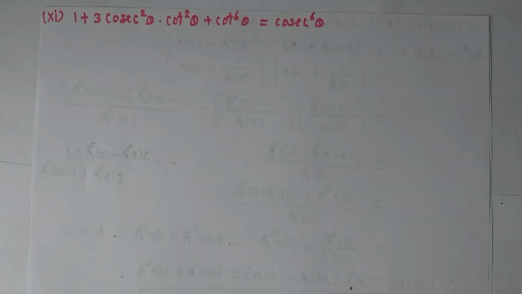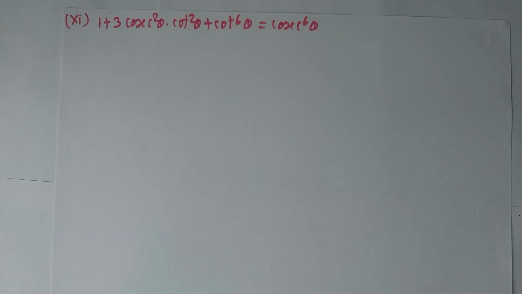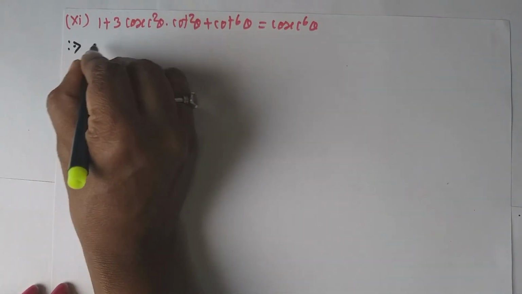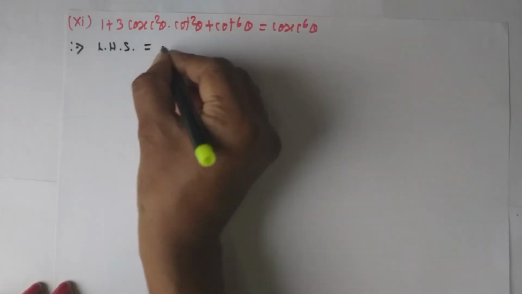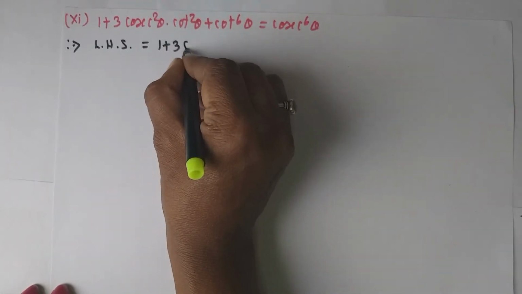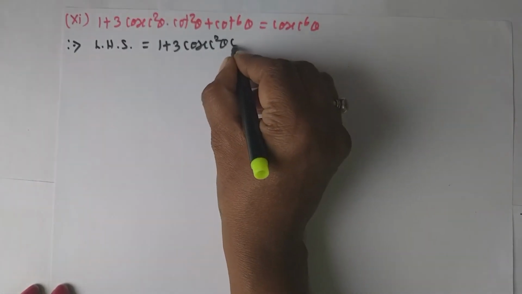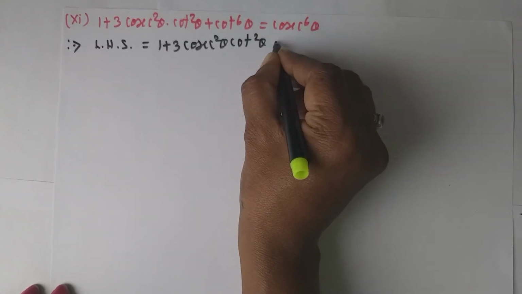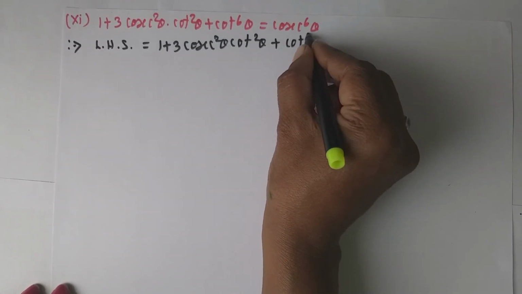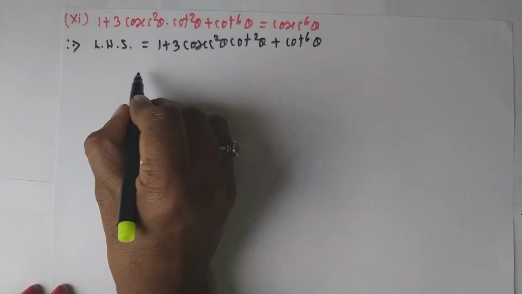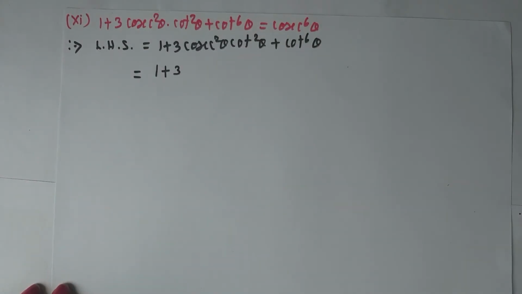What is the next problem? See, 1 plus 3 cosec square theta into cot square theta plus cot raised to 6 theta is equal to cosec raised to 6 theta. Here you write down in the solution the left hand side as it is, that is 1 plus 3 cosec square theta into cot square theta plus cot raised to 6 theta. Okay, here I will convert all these functions in terms of sine and cos.